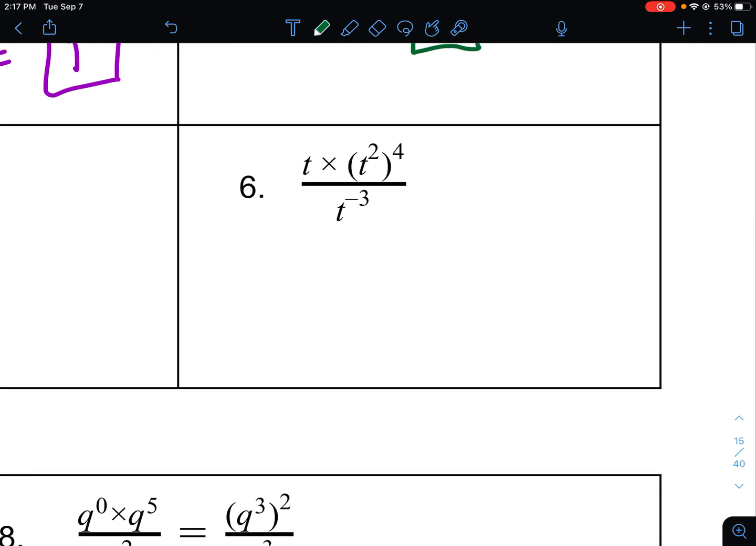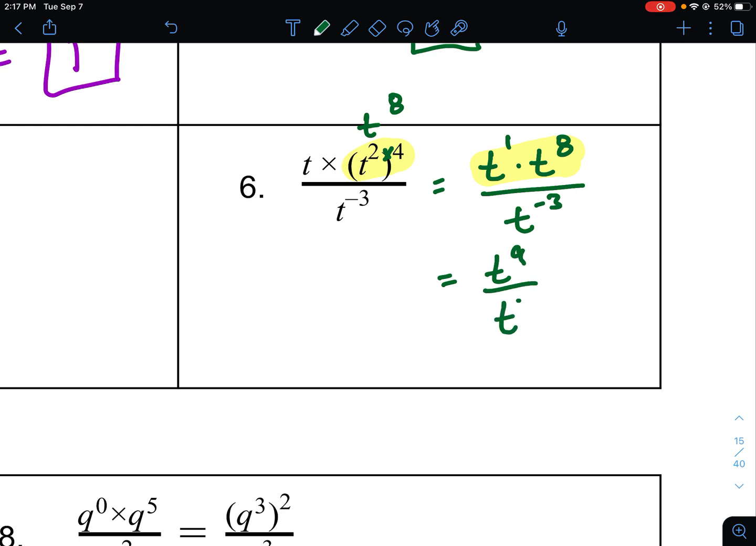Number 6, anything we could simplify here? Yes, let's simplify this section right here. 2 times 4, that's going to be t to the 8th. All right, so let's rewrite the whole thing. T times t to the 8th over t to the minus 3. Before we deal with the bottom, let's add up these two, because this is t to the what power? It's basically t to the 1st power times t to the 8th. Remember, because there's 1 here, and then there's 8 more over there, and then you're just adding up your powers. And that equals t to the 9th over t to the negative 3.